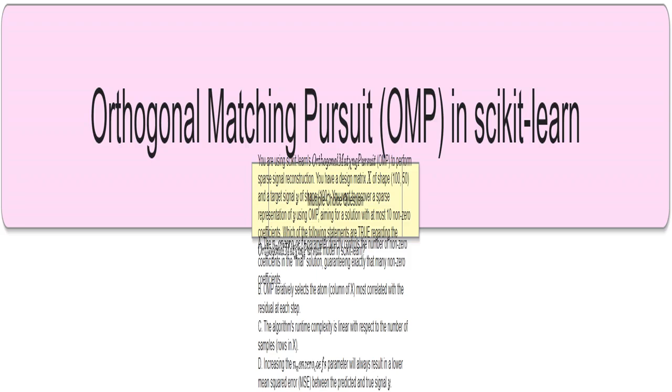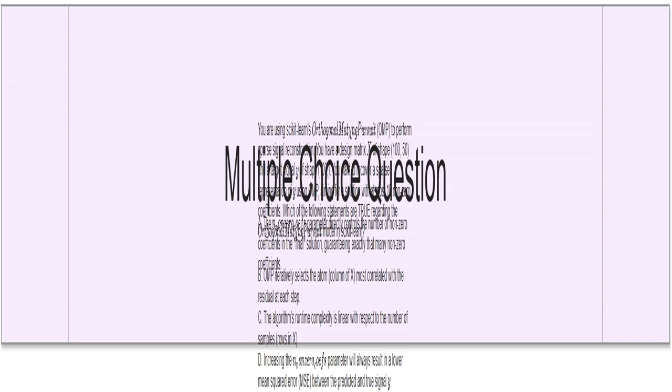I'm using scikit-learn's orthogonal matching pursuit, OMP, a powerful tool for finding sparse solutions in linear regression problems. It's like finding the simplest explanation possible using the fewest key ingredients. This is a multiple-choice question testing your understanding of how OMP works and its behavior in scikit-learn.